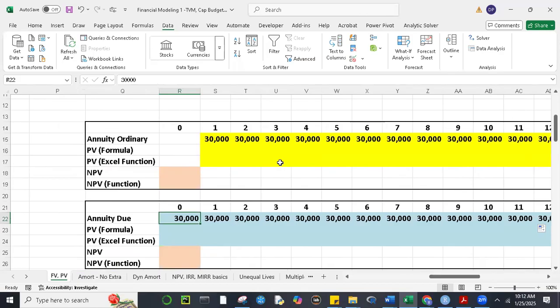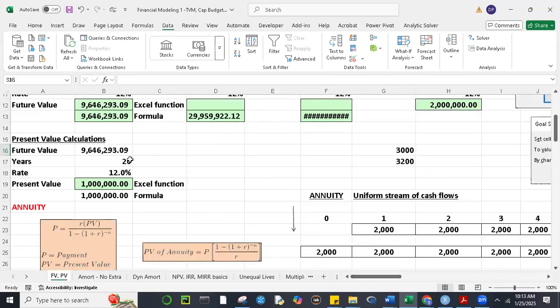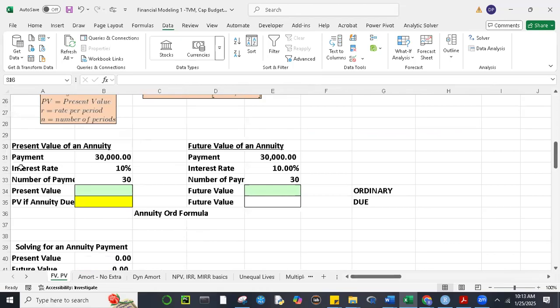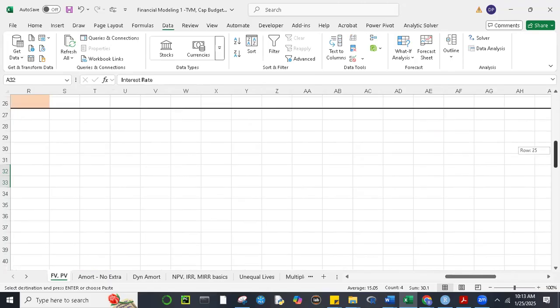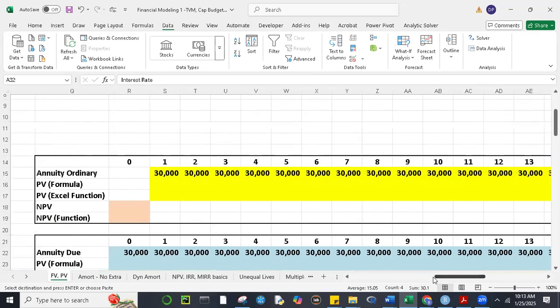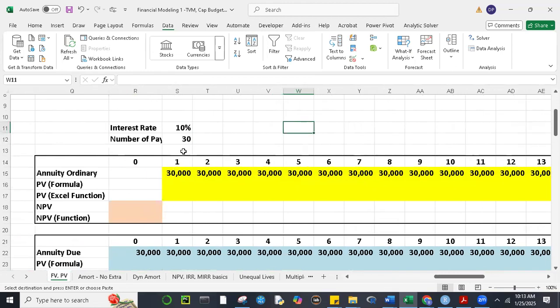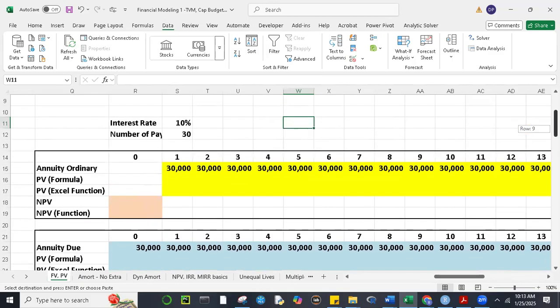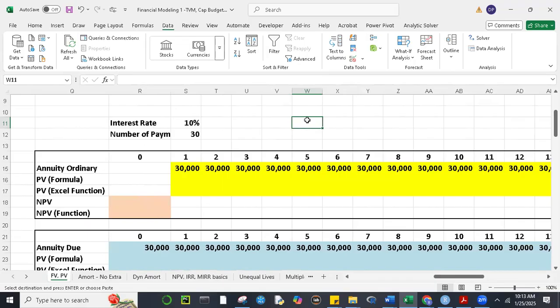To compute for the present value, let's use the formula, class. What are the rates? Let's put this here. Control C, Control V. The number of payments is 30. The interest rate is 10%.